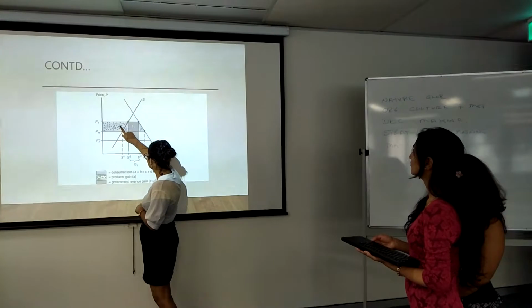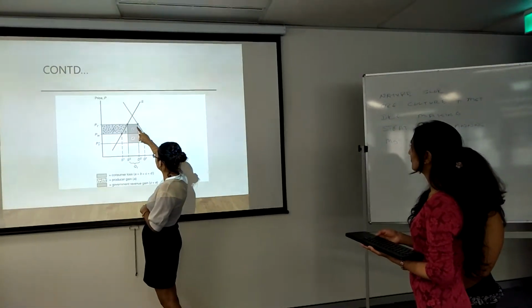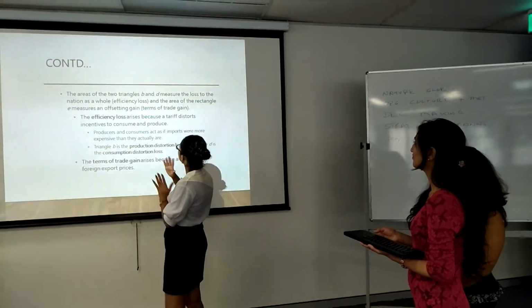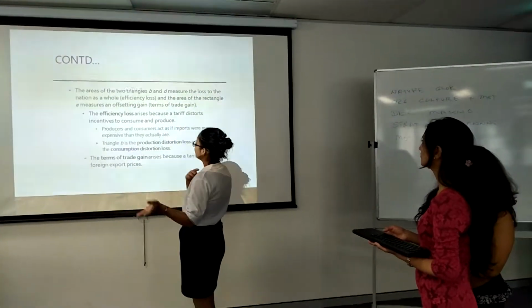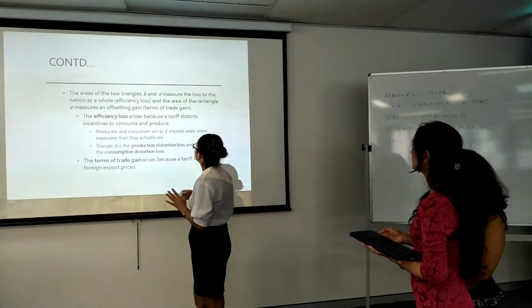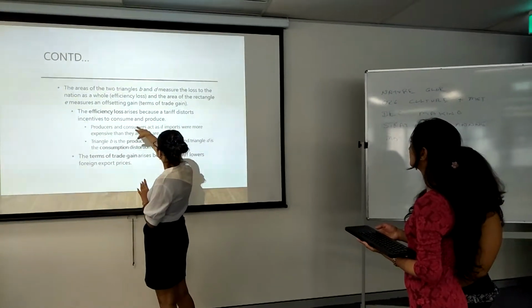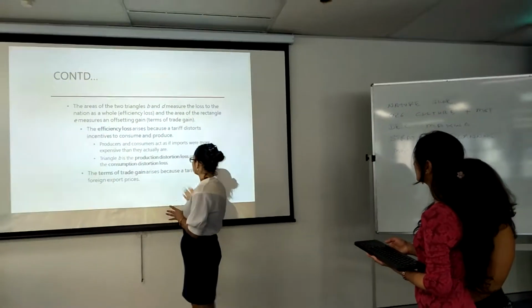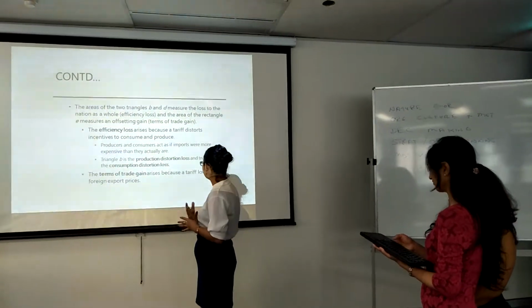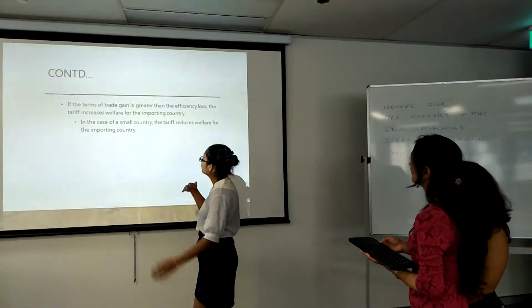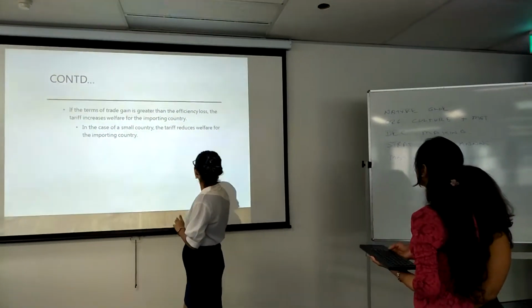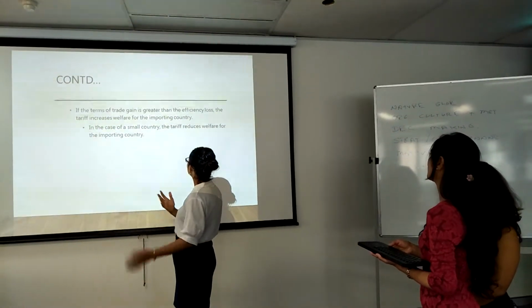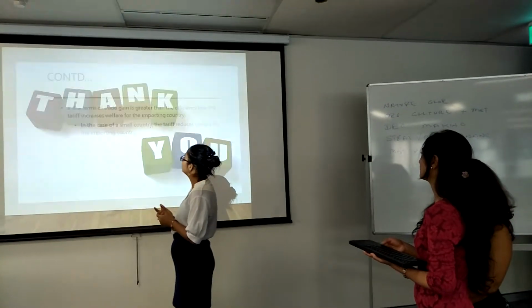Here we can see the figure: this part explains the producer gain, this part shows the government revenue, and this part shows the consumer loss. The area of the two triangles, B and D, measures the loss of the nation, as you can see in the figure as a whole. And the area of the rectangle E measures the offsetting gain in terms of trade gain. We can see that the terms of trade gain arises because the tariff lowers the foreign export prices. If the terms of trade gain is greater than the efficiency loss, the tariff increases the welfare for the importing country. In the case of a small country, the tariff reduces the welfare for the importing country. Thank you.